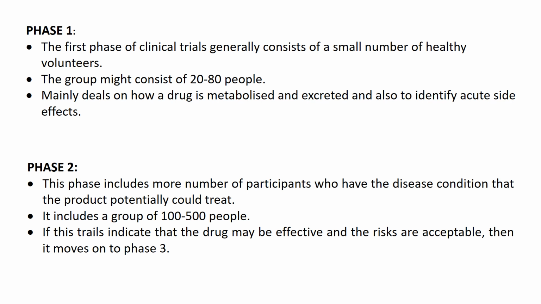Once phase 1 is cleared, next we'll move on to the second level. The second phase includes a larger number of participants who have the disease condition that the product potentially could treat. It includes a group of 100 to 500 people. If these trials indicate the drug may be effective and the risks are acceptable, then it moves to the next level.